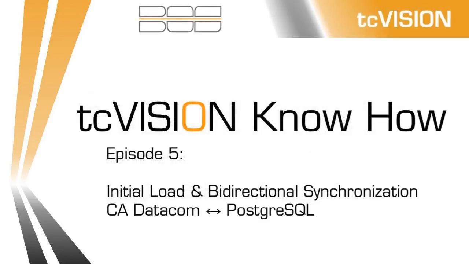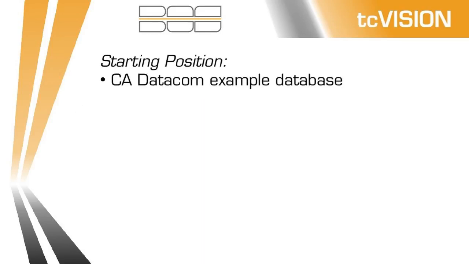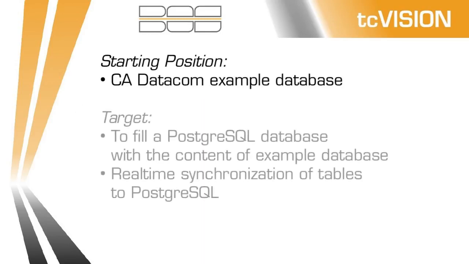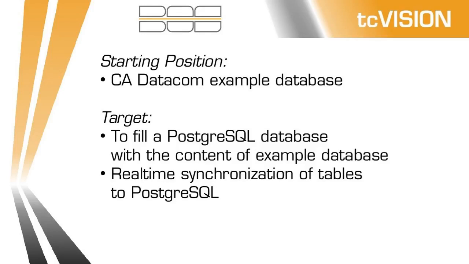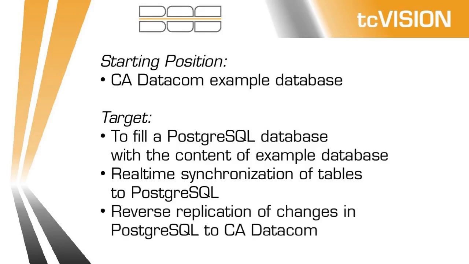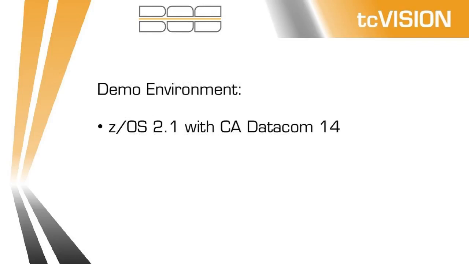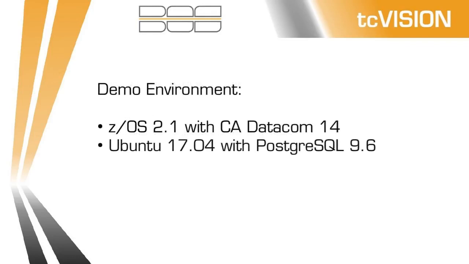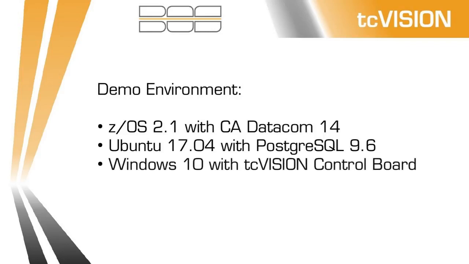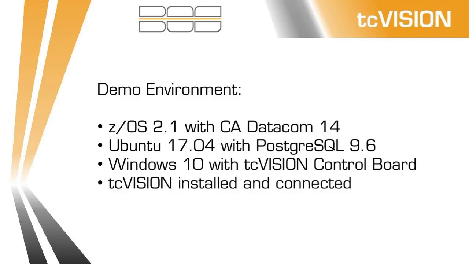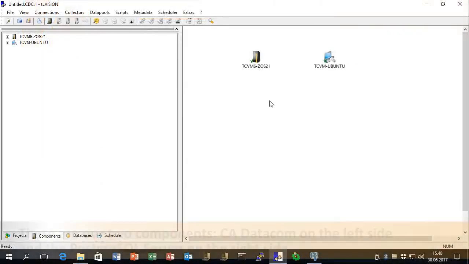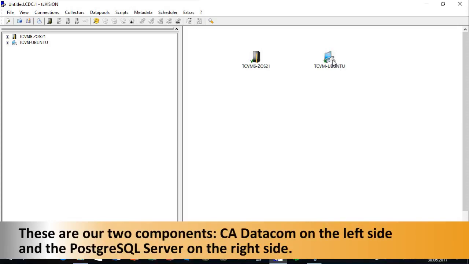Today we show the initial load and bidirectional synchronization between a Datacom and a Postgres. We have a Datacom example database, and the goal is to load this database into a Postgres and to establish bidirectional real-time synchronization. The demo environment consists of a z/OS 2.1 with Datacom, an Ubuntu with Postgres 9.6, a Windows 10 with the control board, and of course tcVision. These are our two components, mainframe on the left and the server on the right.